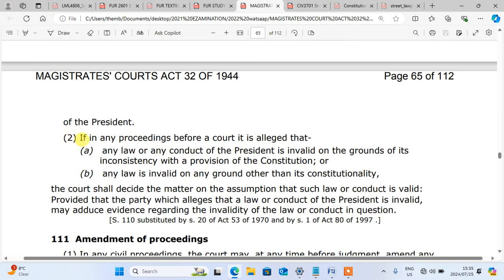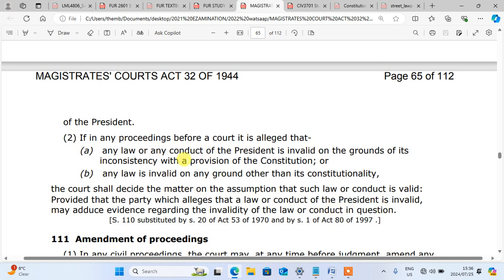Subsection 2: If in any proceedings before a court it is alleged that any law or conduct of the president is invalid on the grounds of its inconsistency with a provision of the Constitution, or any law is invalid on grounds other than its constitutionality, the court shall decide the matter on the assumption that such law or conduct is valid, provided that the party which alleges that a law or conduct of the president is invalid may adduce evidence regarding the invalidity of the law or conduct in question.